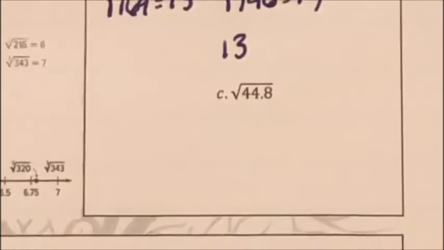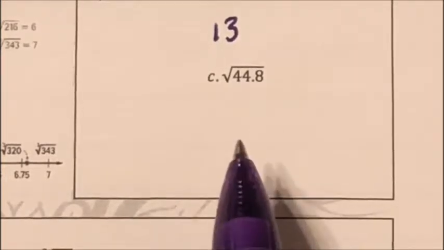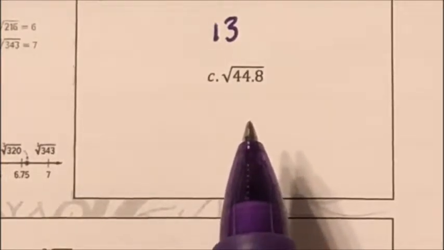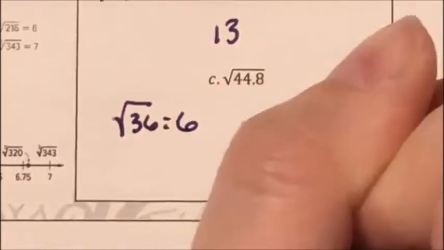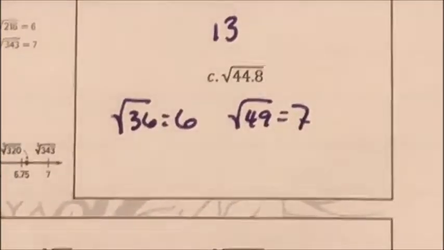Then I have 44.8. Again, just stick with whole numbers because I'm looking for whole numbers. So 44.8, I have 36 and 49.